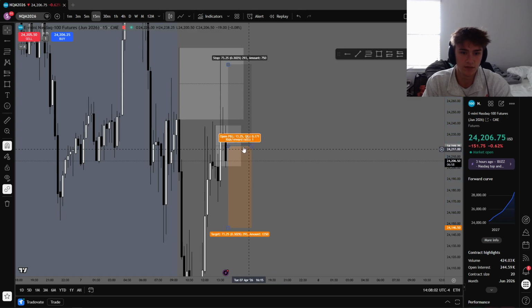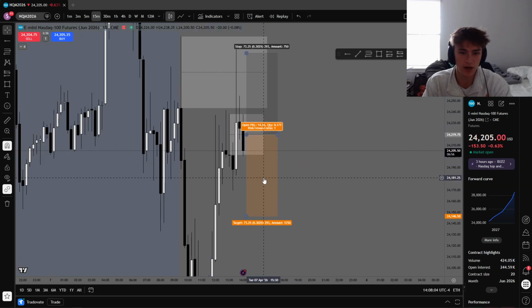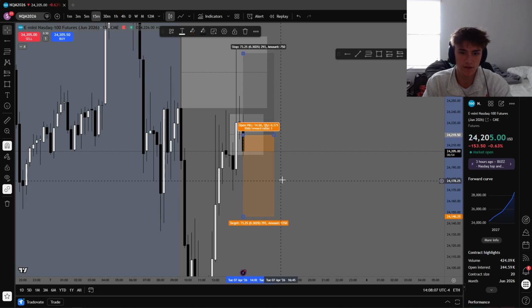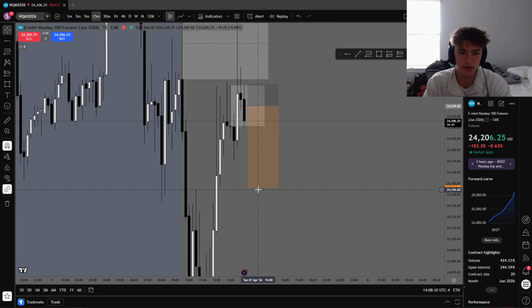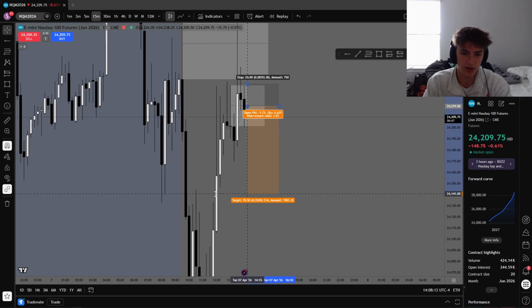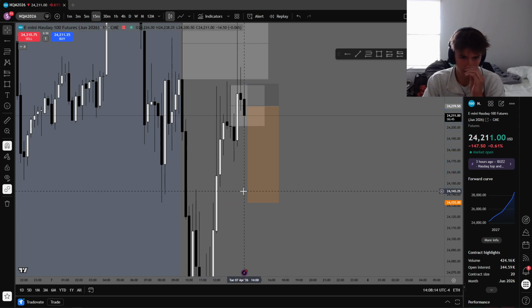We go on the 15. We had this rejection wick right here. I thought it was pretty solid. We're gonna enter at the 50% mark, stop above the high for about a $400 risk on the table, and we're gonna target this gap fill right here on the 15.